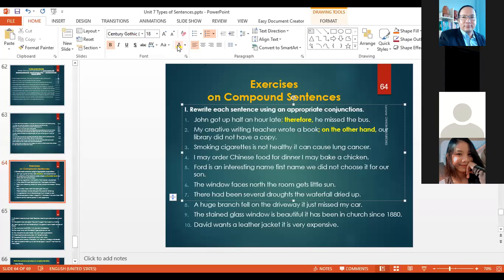For, teacher. No, cigarette is not healthy, for it can cause lung cancer.